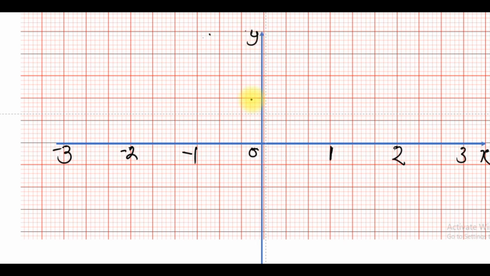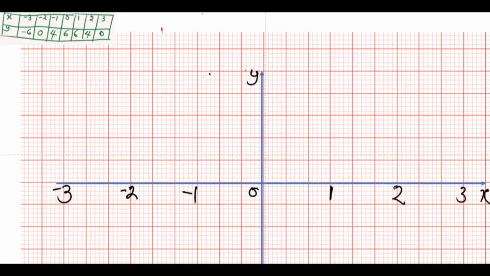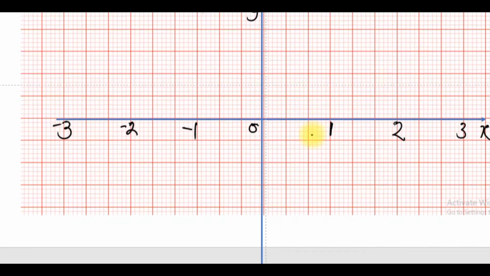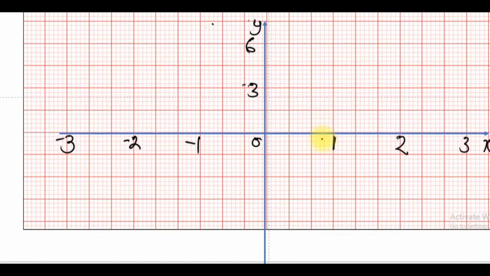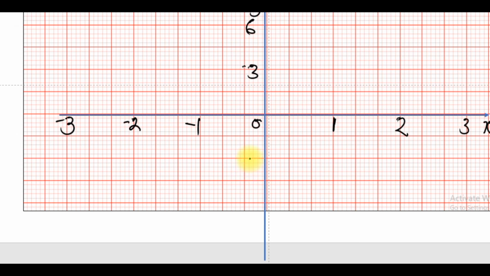So for y, the maximum is 6, while the minimum is -6. But here, if we count 1, 2, 3, it won't be enough. So down here we have -3 and -6. But there is a problem: we need to get each of these grid lines a value. There is a simple way to do that.